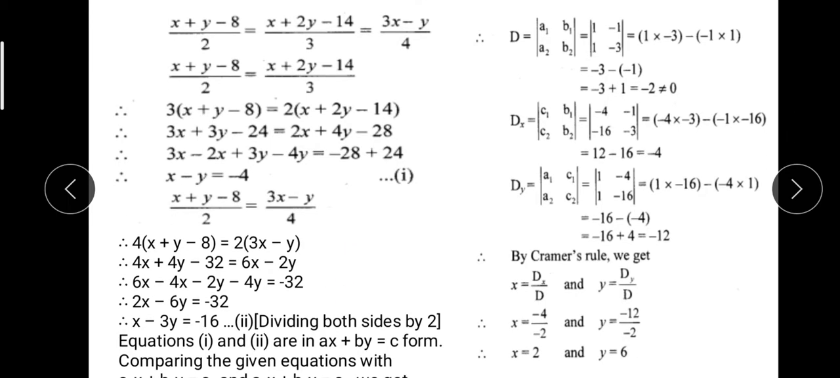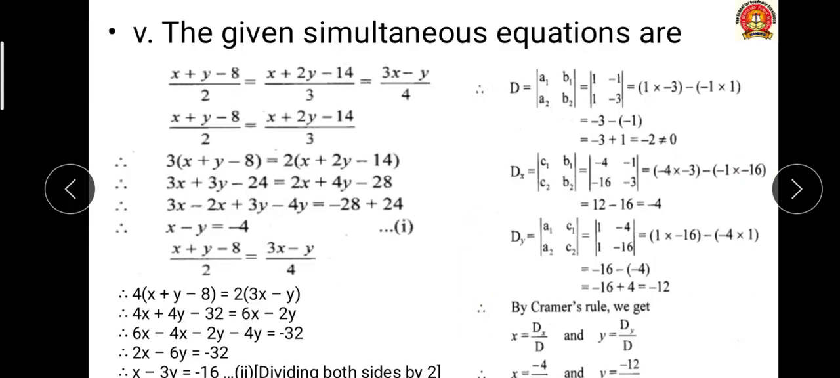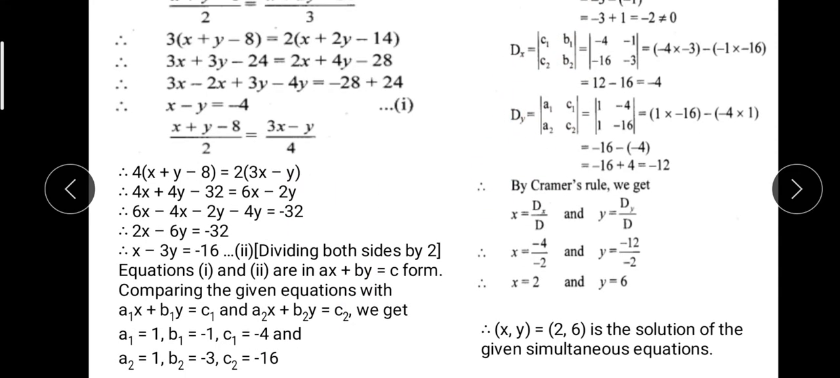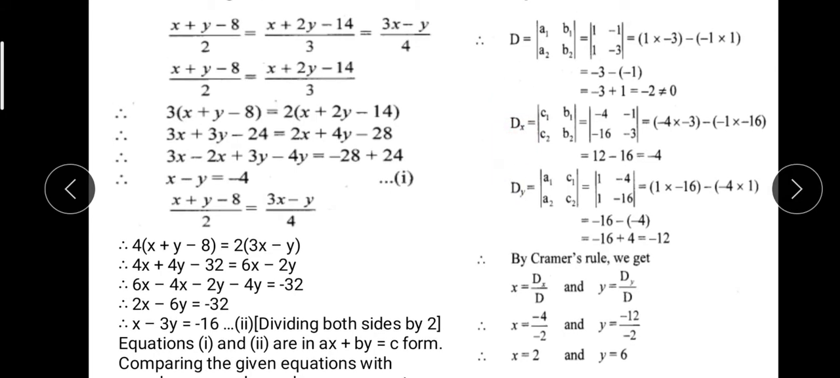So for Cramer's rule, we have to find out the determinant D, Dx and Dy. When you are calculating the determinant D, you have to take the first column, that is the coefficient of x, and the second column, the coefficient of y. When you are calculating Dx, you have to skip the coefficient of x. Instead of that, you have to take the constant term. And when you are finding Dy, you have to skip the coefficient of y and take the constant term. So after getting the values of D, Dx and Dy, now by these two equations you will get a1, a2, b1, b2, c1, c2.